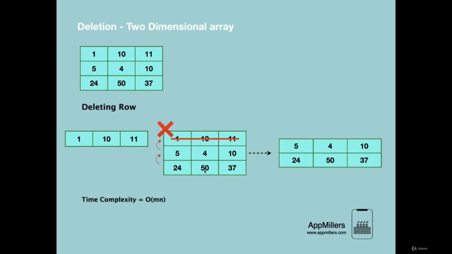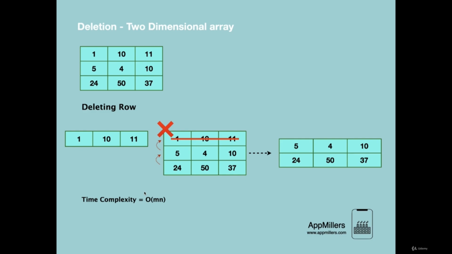Because if we have n number of elements in a row and we have m number of rows, we have to move these elements m number of steps to the top. So that's why the time complexity is O(mn). Once again, if the row number and the column number are the same, then we will have quadratic time complexity.